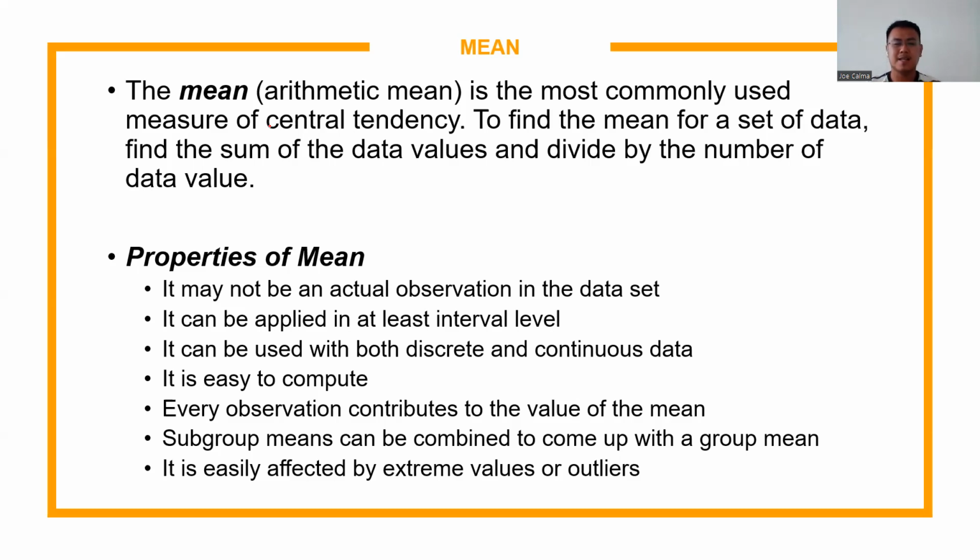Okay? Another, it can be applied at least interval level. So, at least interval, therefore, interval and ratio. Technically, interval and ratio, those are the continuous data. Right? It can be used in both discrete and continuous. Ibig sabihin, hindi siya pwede sa nominal at hindi siya pwede sa ordinal. O nga naman, di ba? Paano mo kukunin yung mean ng sex? Paano mo kukunin yung mean ng year level? Hindi pwede, guys. So, pwede lang siya sa mga continuous.